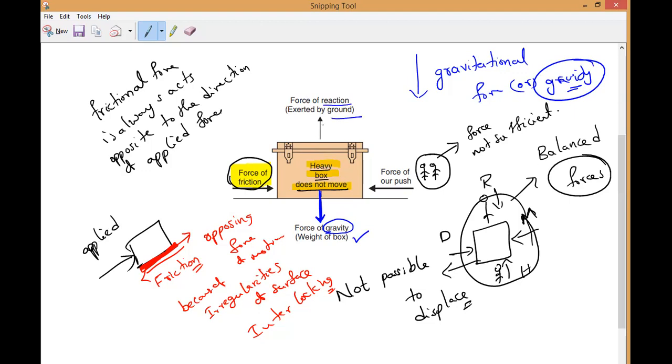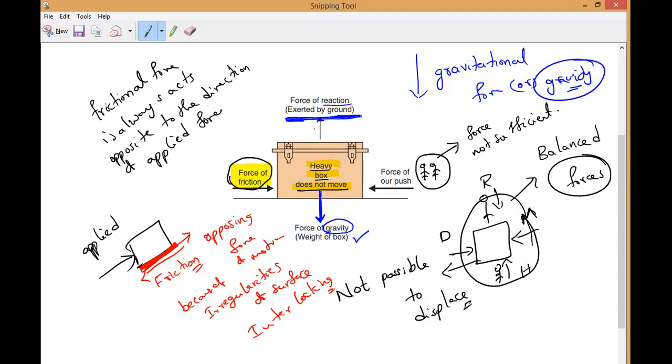Now you tell me, the force of reaction is exerted by whom, guys? By the ground. Why is the ground exerting force? Because on the ground, who is exerting force? The box is exerting force on the ground. That is why the ground is also exerting force on the box. So these two forces are balanced. So what will happen, guys? The box won't go down or go up.